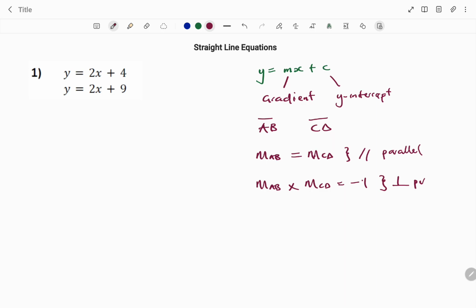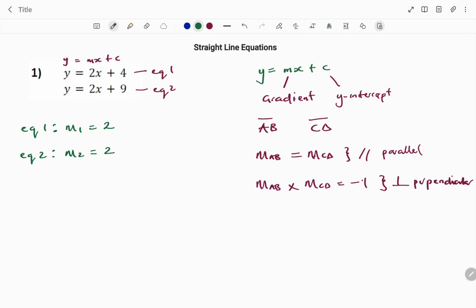So going back to my first example, if I write the equation of a line, I have y equals mx plus c. The coefficient of x is the gradient. If I tag this as my equation 1 and my equation 2, for equation 1, the gradient m of equation 1 is equal to the coefficient of x, which is 2. And likewise, for equation 2, the gradient, which is also the coefficient of x, is also 2.